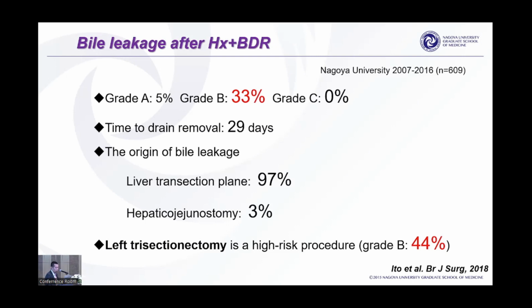Almost all bile leakage originated from the liver transection. Hepaticojejunostomy breakdown was found in 3% of patients. Lastly, left trisectionectomy was a high-risk procedure with an incidence as high as 44%.